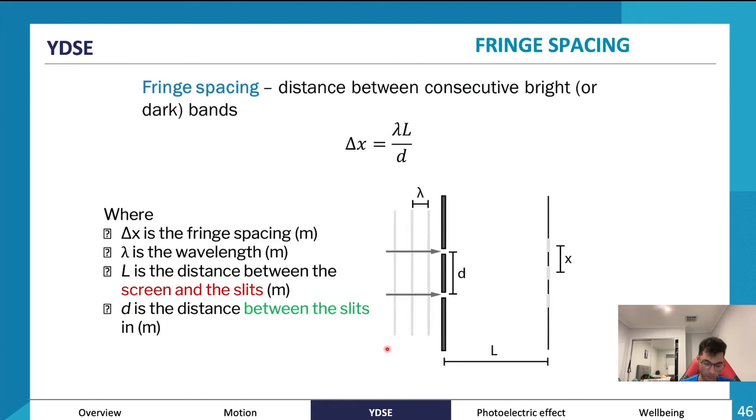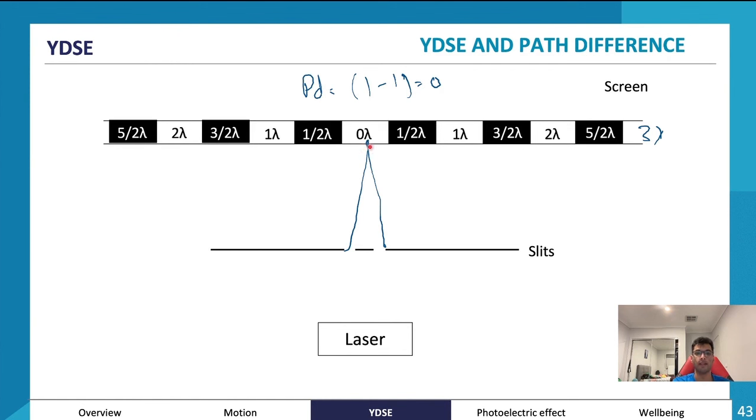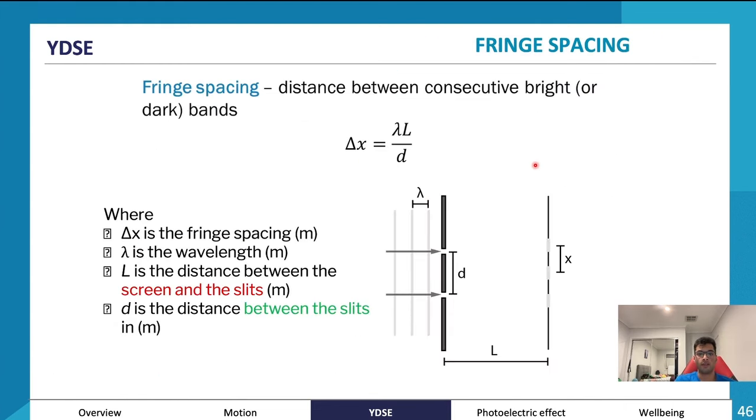Last thing with these sort of questions would be your fringe spacing. So going back to this diagram, each subsequent bright spot and each subsequent dark spot is going to be a full wavelength apart from one another. So when it comes to something else, fringe spacing. Fringe spacing is the distance between the bright spots and the dark spots. We can calculate this by using this formula, something you've probably done before and shouldn't be something that is completely new to you.